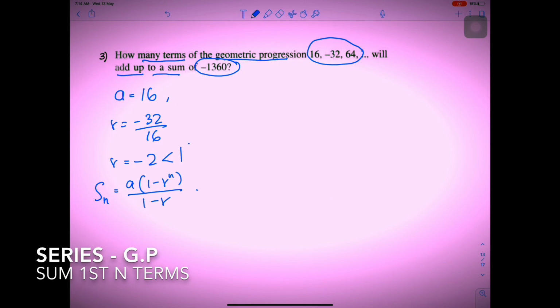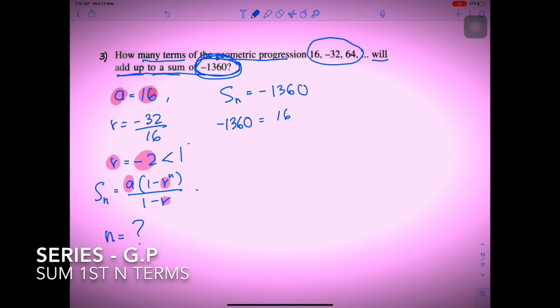What is the meaning of will add up to a sum of negative 1360? That means Sn equals negative 1360. Then substitute a equals 16 and r equals negative 2. The question asks you to find n, the number of terms. So let's discuss the answer. 16 times (1 minus negative 2 power of n) over 1 minus negative 2, equals negative 1360.